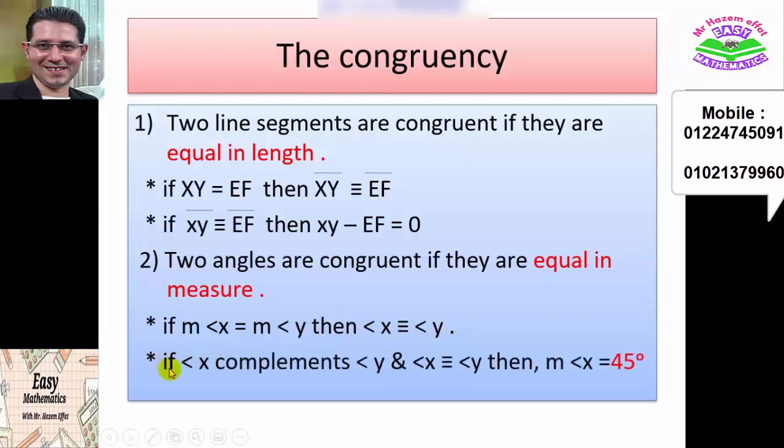Here, if angle X complements angle Y and angle X is congruent with angle Y, it means their sum equals 90 and both of them are equal. So how do we find the measure of angle X? Yes, by dividing 90 by 2. Measure of angle X equals 45, and measure of angle Y will also equal 45.